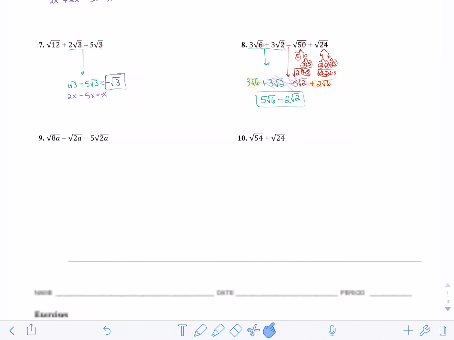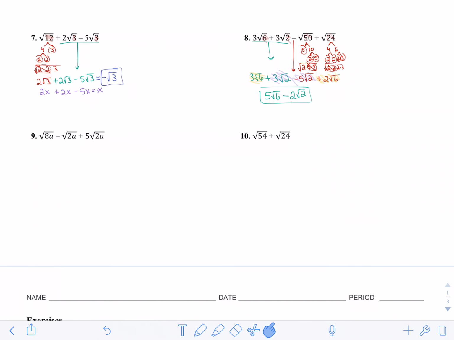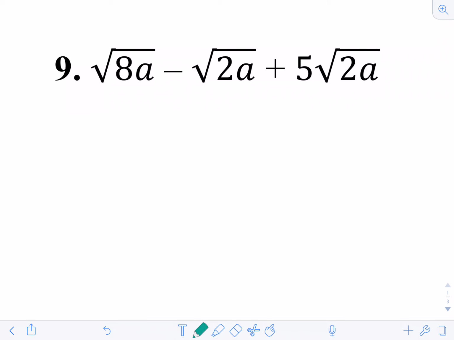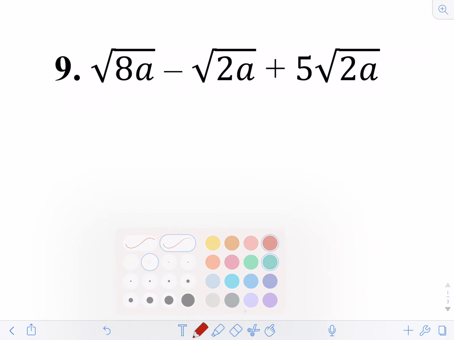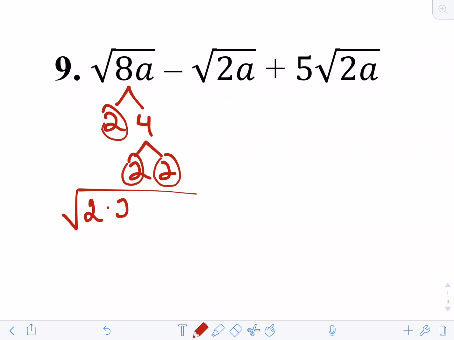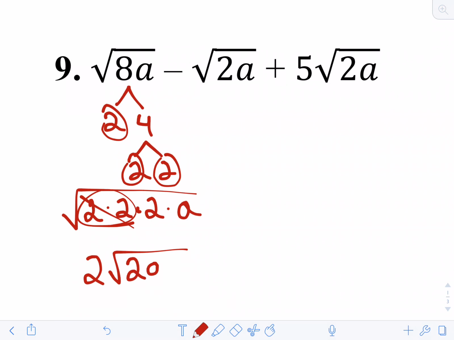All right. Let's see. I'll do number 9 and we'll skip number 10. Okay, so number 9, I have 8a, 2a, 2a. So I need to simplify this 8a. That would be 2 times 4, and that's 2 times 2. So that would be the square root of 2 times 2 times 2 times that a. Pull out my pairs. So I have just 2a left over.